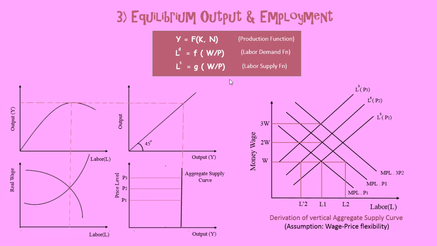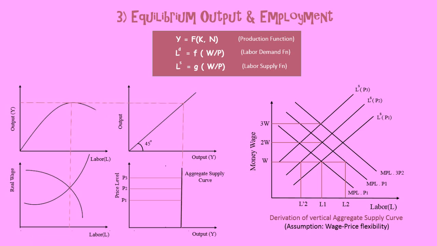Till now we have discussed these three relationships, that is the production function, labor demand function and the labor supply function, where production is a function of capital and labor, and labor demand and labor supply are the functions of real wage. Here labor demand is negatively related to the real wage. That means higher the real wage, lower the labor demand by the firms.